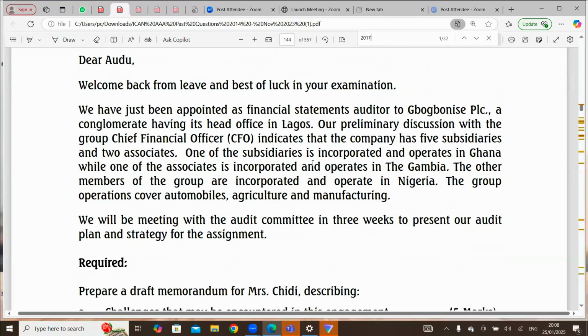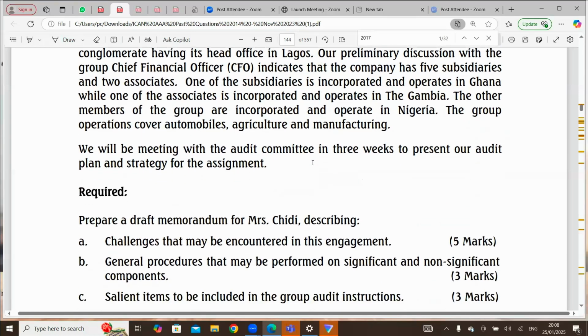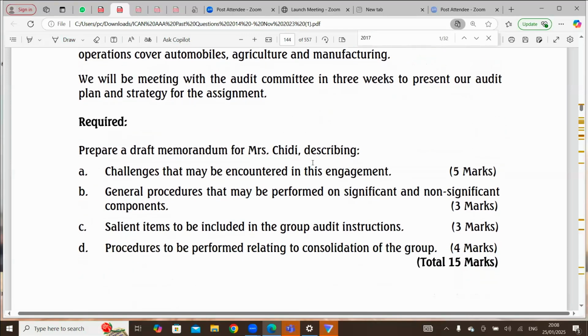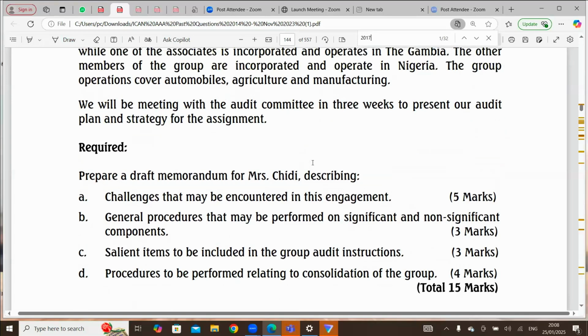Our preliminary discussion with the group financial officer indicates that the company has 5 subsidiaries and 2 associates. One of the subsidiaries is incorporated and operates in Ghana, while one of the associates is incorporated and operates in Gambia. The other members of the group are incorporated and operate in Nigeria. The group operations cover automobile, agriculture, and manufacturing.